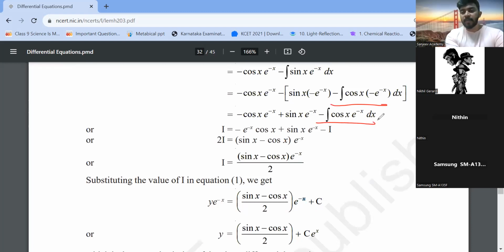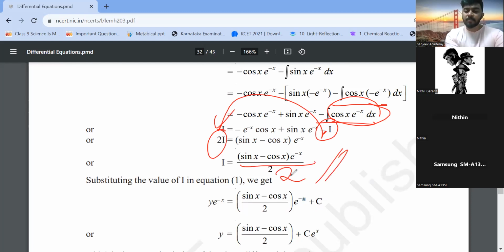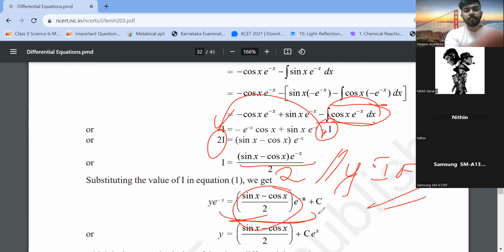This cos x e power minus x is my I, minus I. This minus I will come this side, so it will become 2I. So I is equal to what? This by 2. That's all. Then this thing we have to substitute what? In the third step, y dot IF, that is y dot e power minus x is equal to this answer plus c. That's all. This is my final answer. So in this step, you can stop.